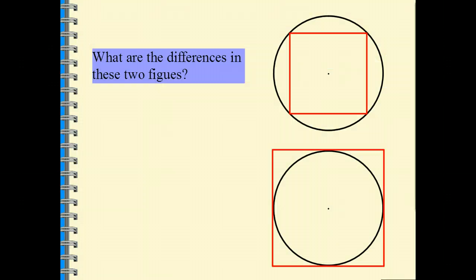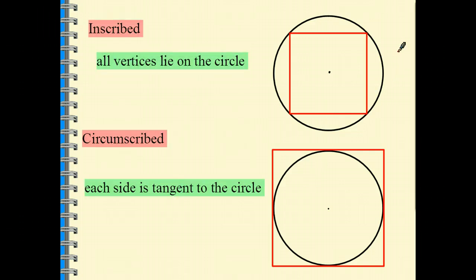So let's start things off by taking a look at these two diagrams and noticing the difference. Well, both diagrams show a square and a circle. The square is red, the circle is in black, but the difference here is what's inside of what. The square is inside the circle in the first one, and the circle is inside of the square in the second one. Well, these two ideas have specific names called inscribed and circumscribed.